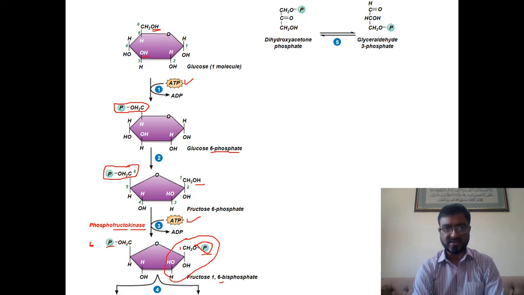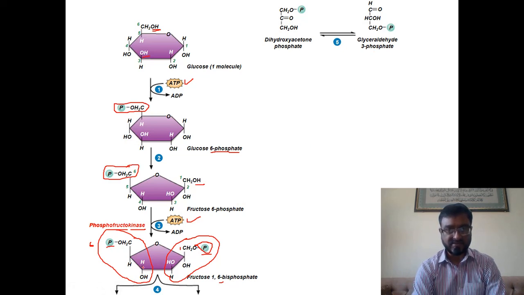And this is the glyceraldehyde 3-phosphate. This will be this compound. So that will be breaking into the half. This three carbon will be making the dihydroxyacetone phosphate, and these three carbon, 1, 2, and 3, will be making the glyceraldehyde 3-phosphate.